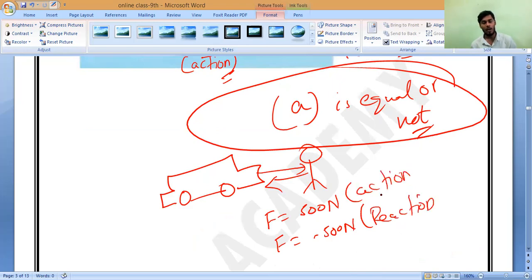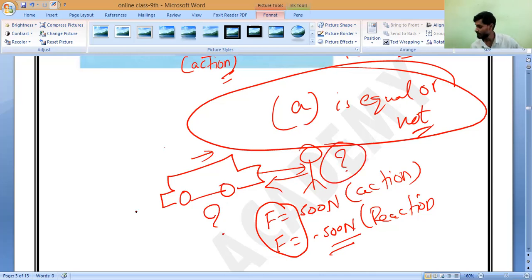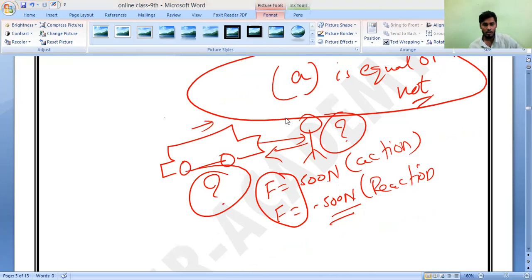If they come in contact with each other, is the force exerted the same? If the car is exerting 500 newtons, I am also exerting the same 500 newtons on the car. But will both bodies gain the same acceleration? That is my question. Will the car and the man gain the same acceleration? No, sir. What is the reason behind it? Sir, because of the mass. Because of the mass. Very good. That is what you should remember.